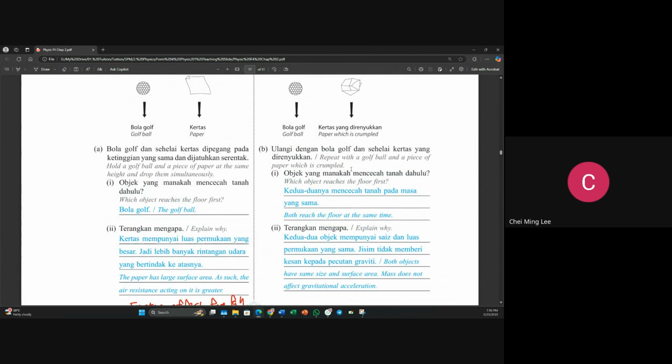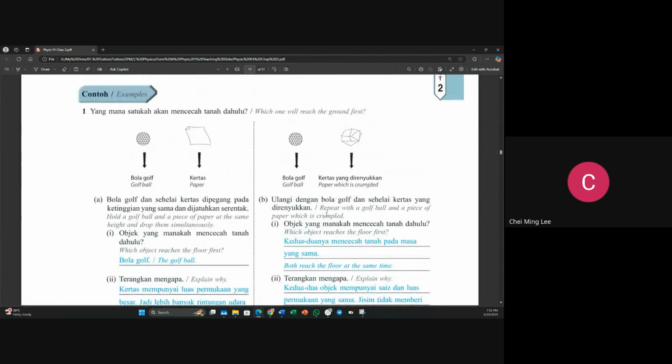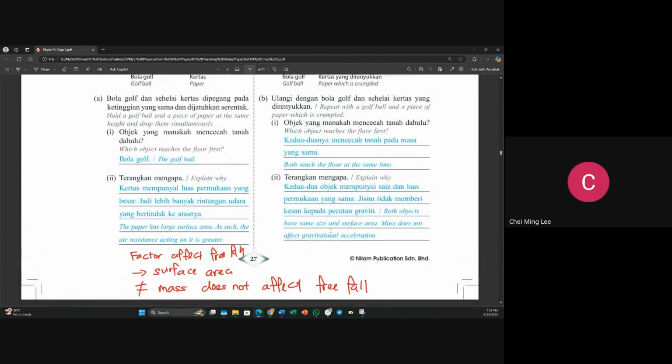Now we repeat with a golf ball and a piece of paper which is crumpled like this. Both reach the floor at the same time because both have the same size and surface area. So the mass does not affect the gravitational acceleration. So in short, the only factor that affects free fall is surface area. Mass does not affect free fall.